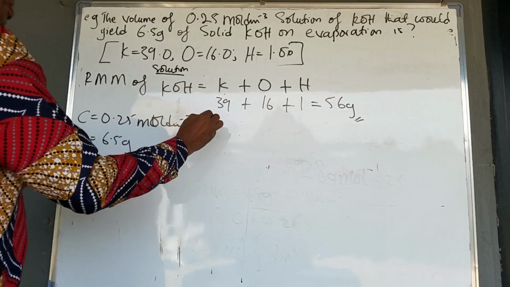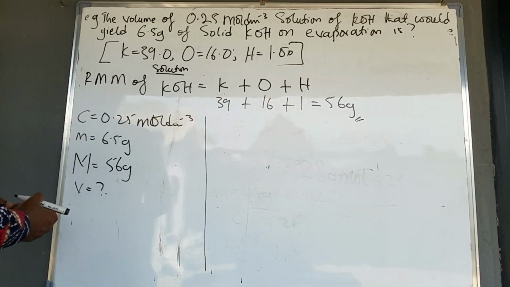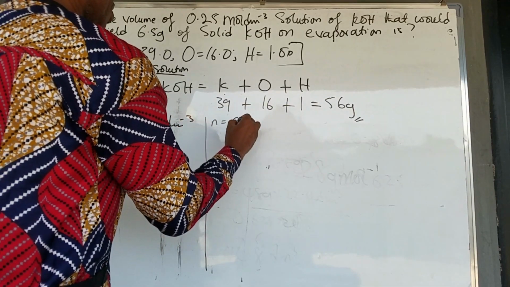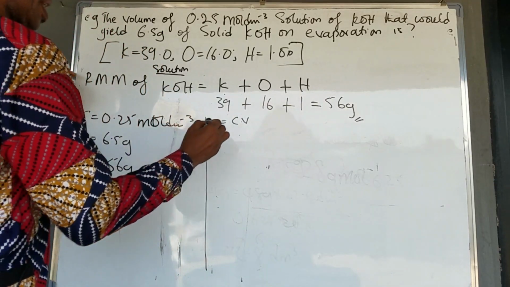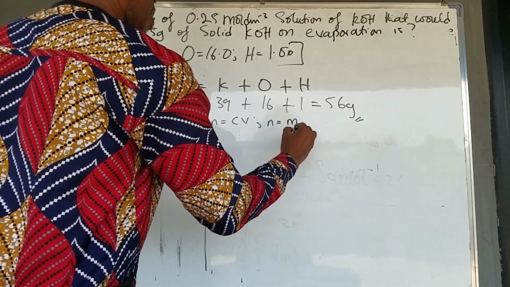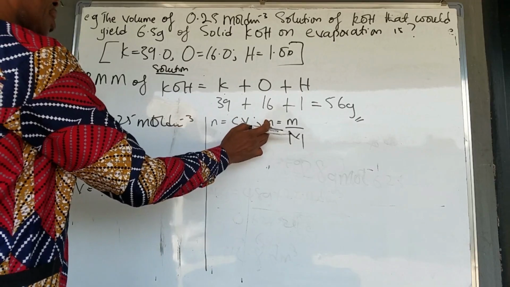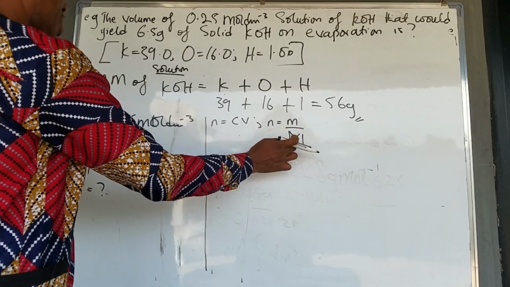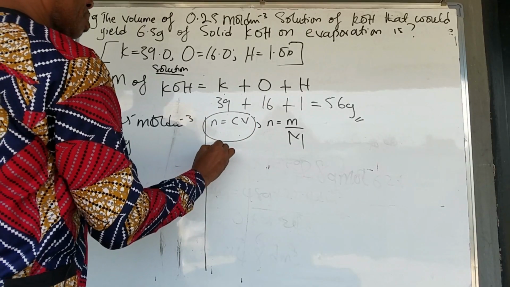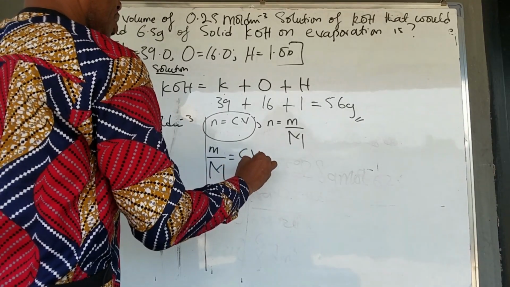And I told you this magic formula, if you remember it anytime, any place, chemistry calculation becomes a child's play. Now don't forget that n is equal to what? CV. And also don't forget that the same n is equal to small m over big M. So from this equation now, I don't have n, but I have m and I have big M. So I can change this equation now to become small m over big M is equal to CV.